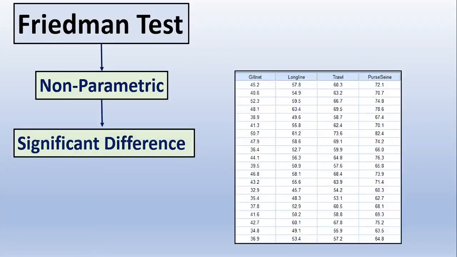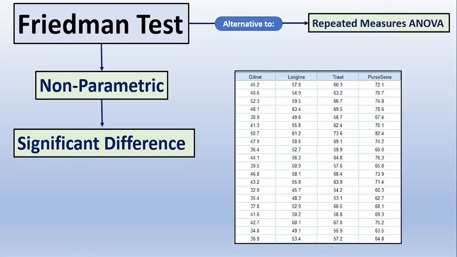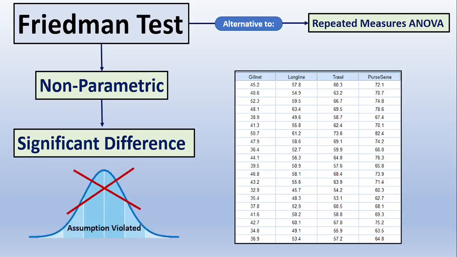Now, what is Friedman Test? The Friedman Test is a non-parametric statistical test that is used to determine whether there are significant differences between three or more related groups or treatments. It is a non-parametric alternative to the repeated measures ANOVA. This means that Friedman Test is the immediate test statistic you should consider if the assumptions of the repeated measures ANOVA, especially the assumption of normality, are violated by your dataset.